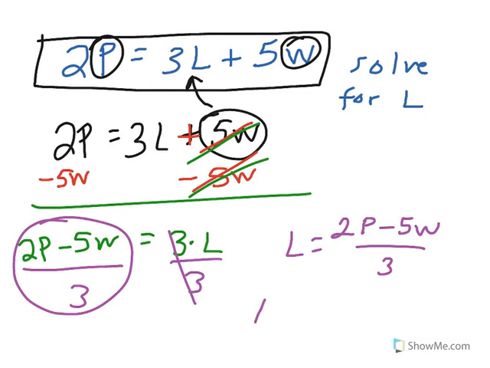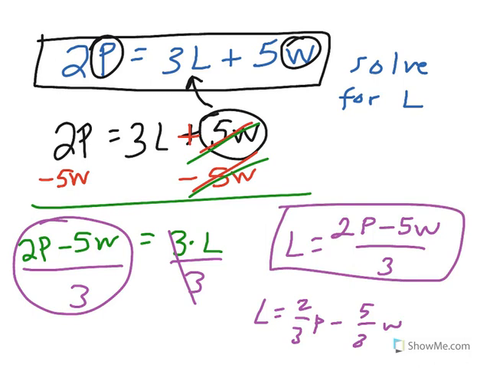Now, could I write it like this? 2/3 P minus 5/3 W? Absolutely. The exact same thing. I just split it into two fractions. Either way, I find that most people like to just leave it alone rather than try and mess with it and give themselves another opportunity to maybe make a mistake.